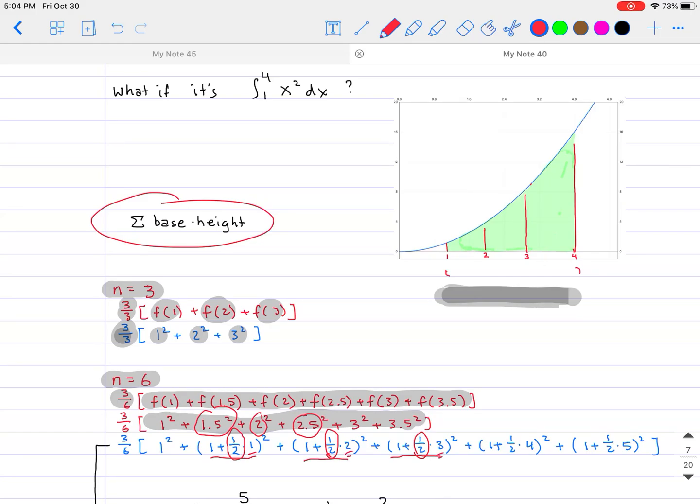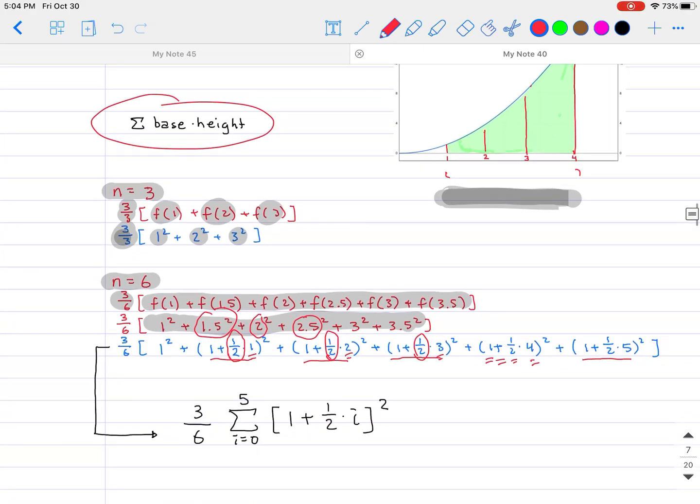What's happening over here is I'm showing you that I'm moving to the right by a certain fixed amount, which is 1/2. And then the counter next to it, the 1, the 2, and the 3, tells you how many of those partitions we need to move to the x value that we actually want. So this is basically setting it up so that I can write it in sigma notation. So next, 1 plus 1/2 times 4, and then 1 plus 1/2 times 5, and so forth. Okay, so that's for n is equal to 6.